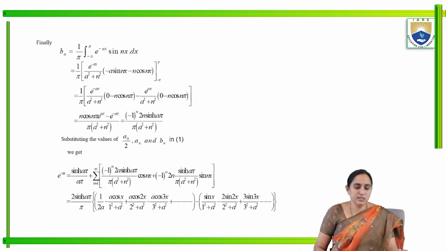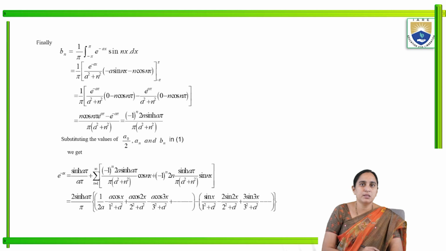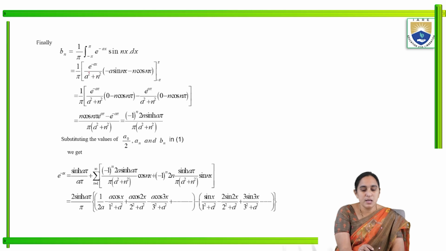Next, b_n, that is 1 by pi into the integral from minus pi to pi of e power minus ax into sin nx dx. That is again in the form of a direct formula: the integral of e power ax into sin bx is e power ax by a square plus b square into a sin bx minus b cos bx. So that is 1 by pi into e power minus ax by a square plus n square into minus a sin nx minus n cos nx. Okay, here the b value is n and a is a, within the limits minus pi to pi.